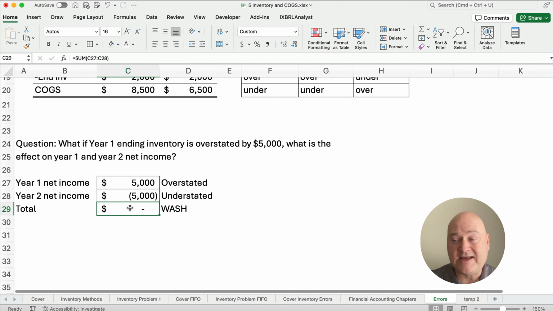And so at the end of year two, the total net income for the two years would be correct. Each one would be off a little bit, but it would self-correct, a wash error.